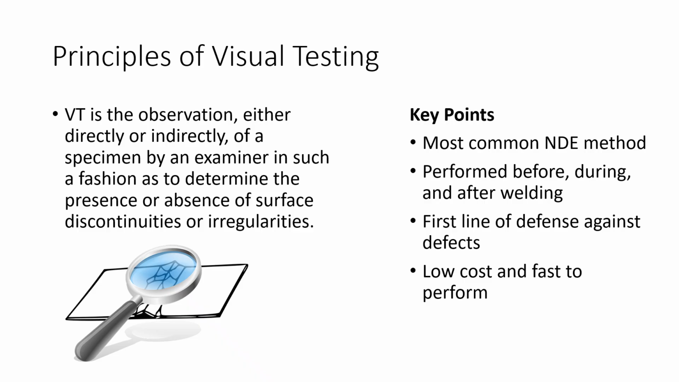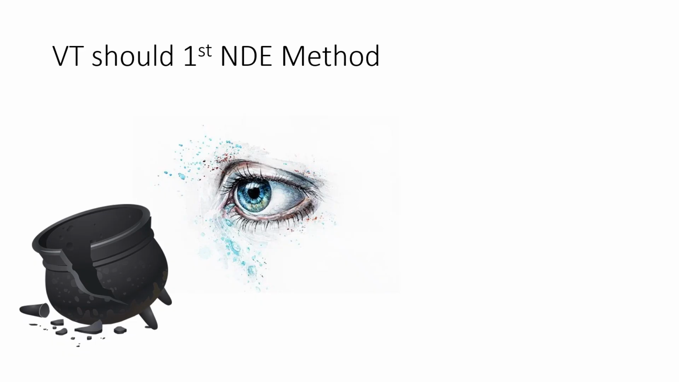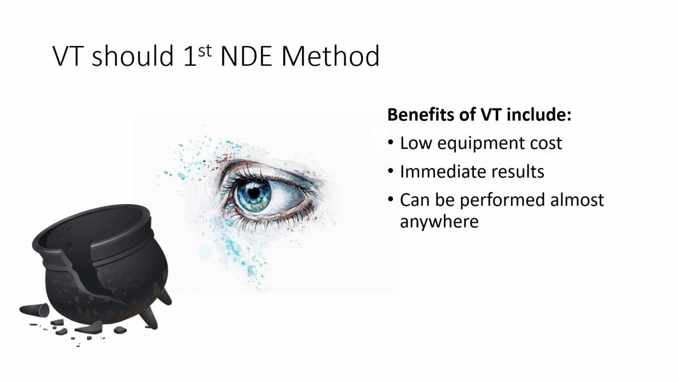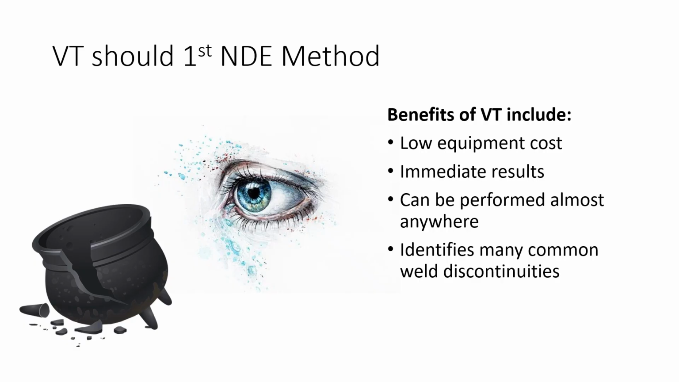This is the most common NDE method performed during, before, and after welding, and it's our first line of defense against defects. It's fast and it's low cost. So VT should be the first test method, right? The benefits of VT: low equipment cost, immediate results, can be performed almost anywhere. And we can get a lot of the common weld discontinuities identified up front just from looking at it. We don't need other NDE processes involved.